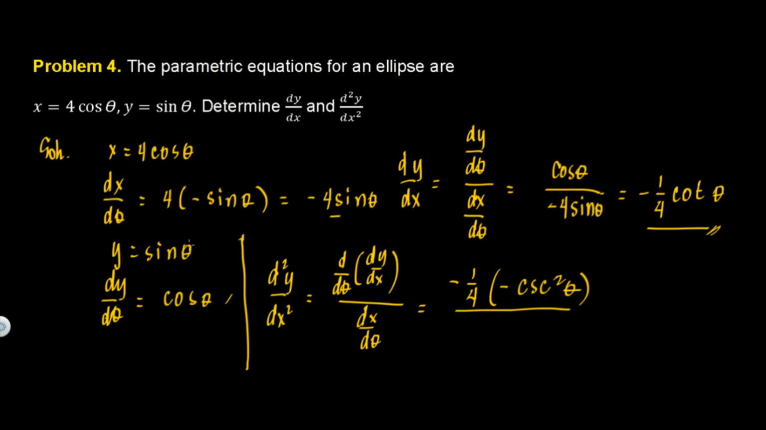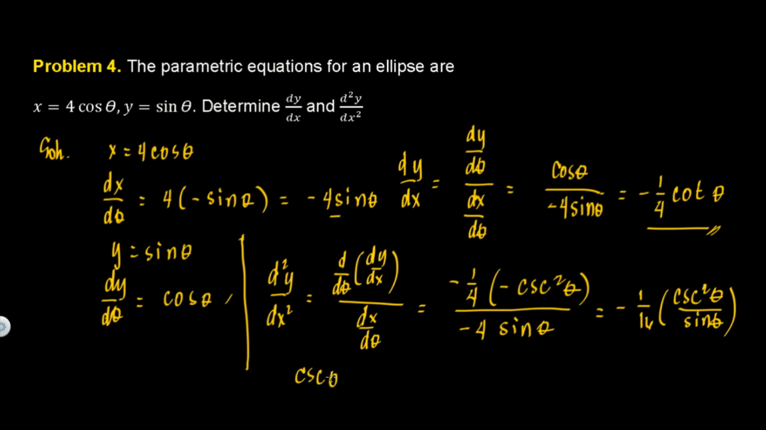dx over d theta is minus 4 sine theta. Okay, ingat tayo kasi baka magkamali, no? Hirap magulit. So minus minus, so we have plus, then minus. So minus equals minus 1 over 16 times cosecant square theta over sine theta.